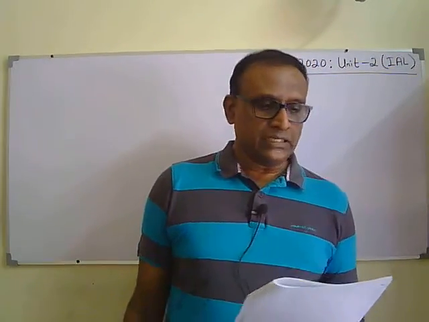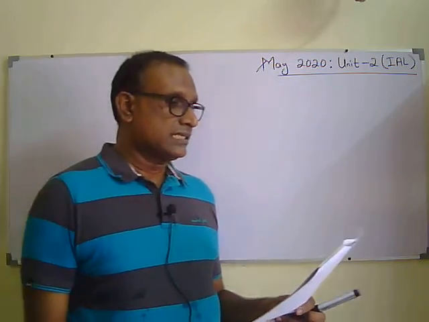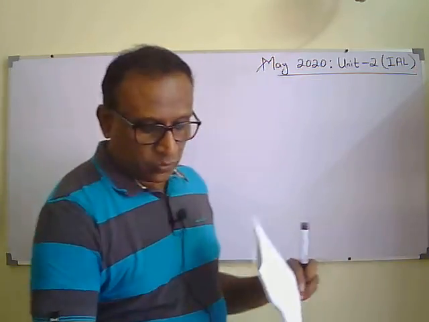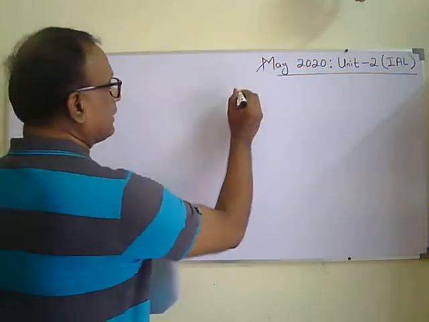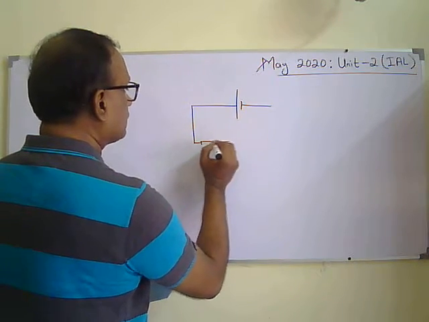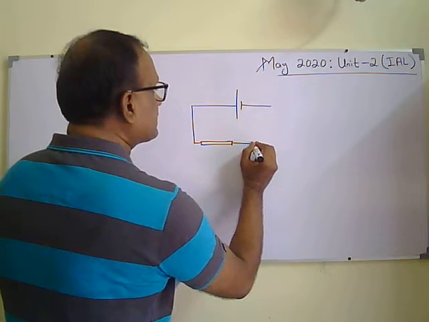Okay, question 9. Two copper wires are placed in series in a complete circuit. So maybe two different pieces of copper wire are connected in series. Maybe this is the circuit, maybe this is the first wire, and maybe this is the second wire. They are connected in series.